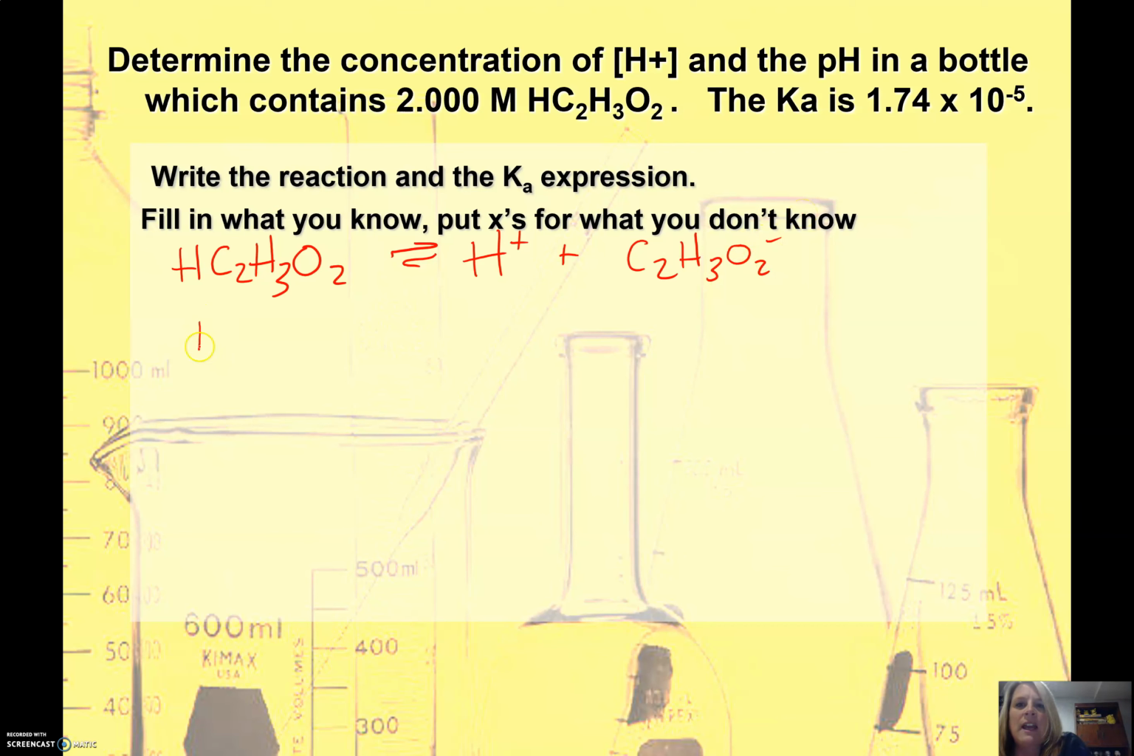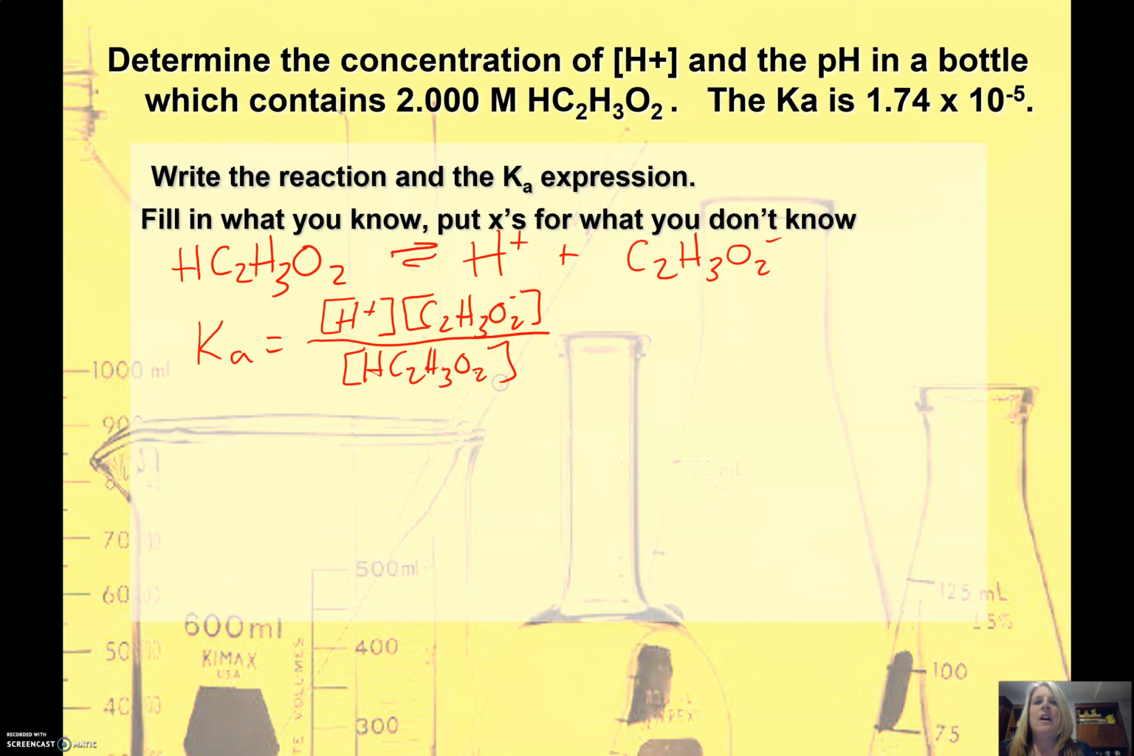Then we write our Ka expression. So Ka would be brackets around the H multiplied by brackets around the acetate ion, all over our reactant, which is our acetic acid, HC2H3O2. All right, if I go back and look at the numbers, it says that I have a 2 molar solution of the acetic acid, and I have a Ka value. But what they want me to find out is the concentration of the hydrogen ion.